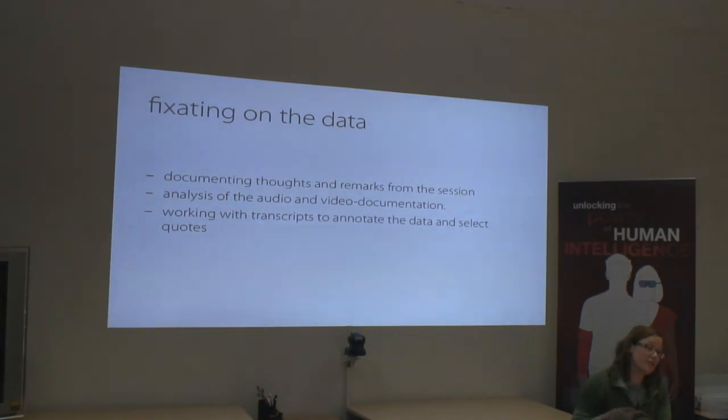Go through the audio and video documentation. Again, as I said, this is not a research study, so you don't need to transcribe it. We will be talking about transcriptions later, in other classes. But basically, this is something that allows you to reflect on the data that you got again.